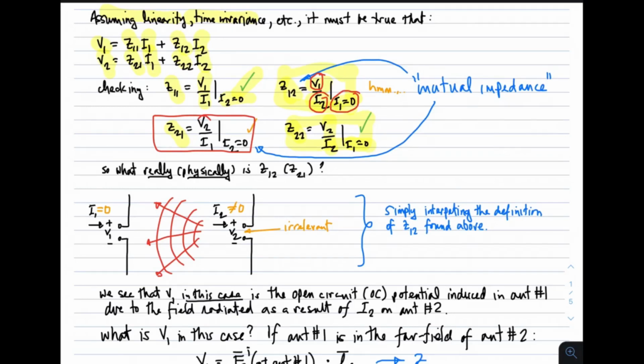And these two factors, Z sub 12 and Z sub 21, we refer to as mutual impedances. So Z sub 11, Z sub 22 are self-impedances. Z sub 12 and Z sub 21 talk about the relationship between the two antennas. We call them mutual impedances.